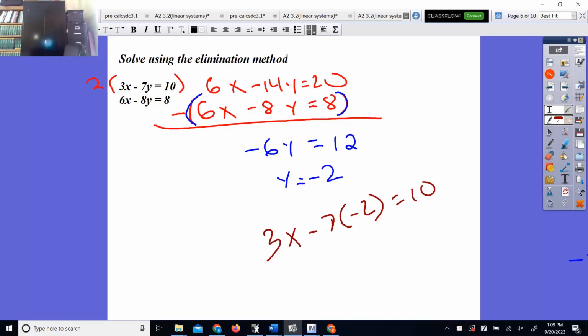Plug it in any equation. It does not matter which one. 9 out of 10 people, though, they always go for the first. Which is what they do.